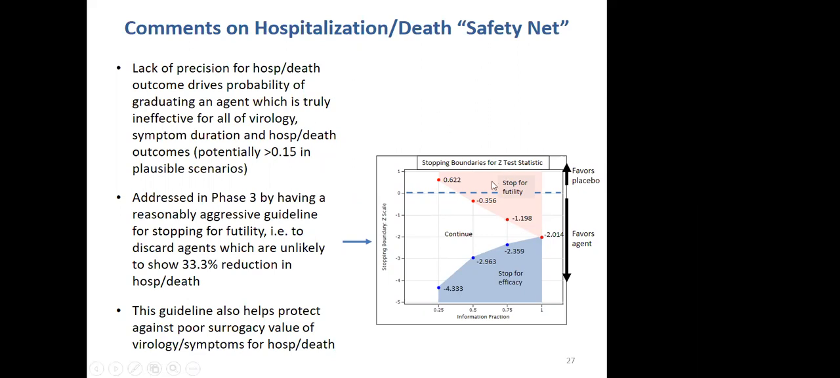So this futility boundary is relatively aggressive. It also protects for the situation where you're graduating agents based upon virology and symptoms, and they're actually poor surrogates for hospitalization or death. So the futility assessment in phase 3 was quite important.